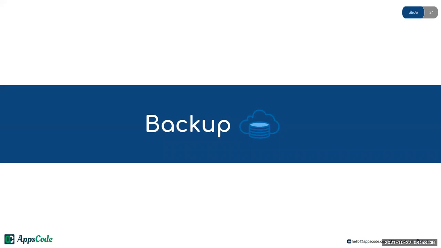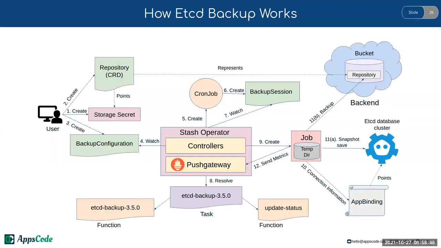Now we come to the backup part. Let me explain how ETCD backup works in Stash. The user creates a storage secret and a repository CRD. The storage secret contains the credential of the backend storage. Here, in our case, the secret will hold the credential for our Google Cloud storage. The repository CRD contains the bucket information, like the directory location where the backup data will be stored, the storage secret name, etc.